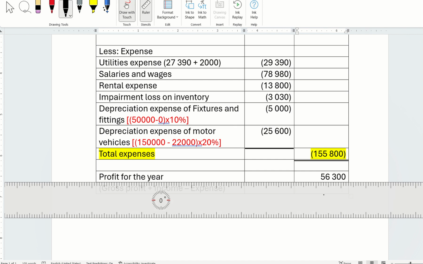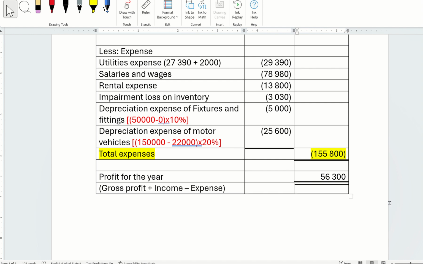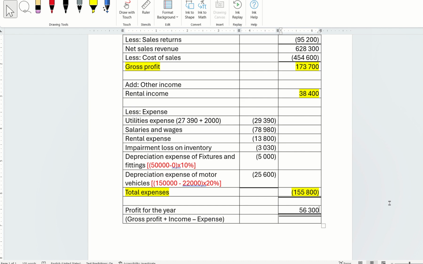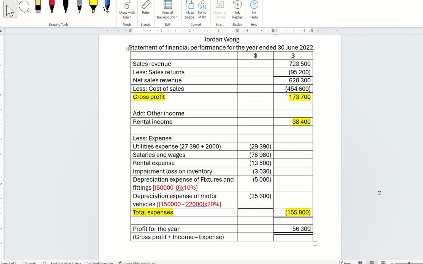So under the final answer, there's going to be a double line like this. Double line tells me that this is the final answer. There are no more answers after this. So this is how your statement of financial performance will look like.